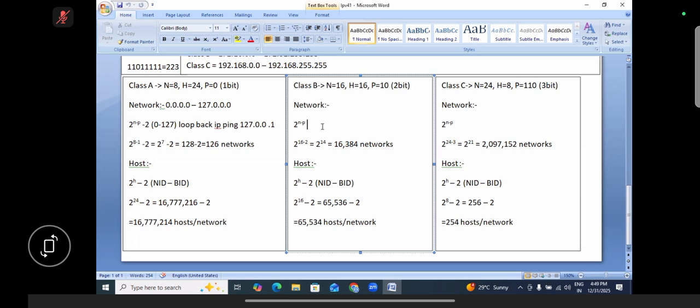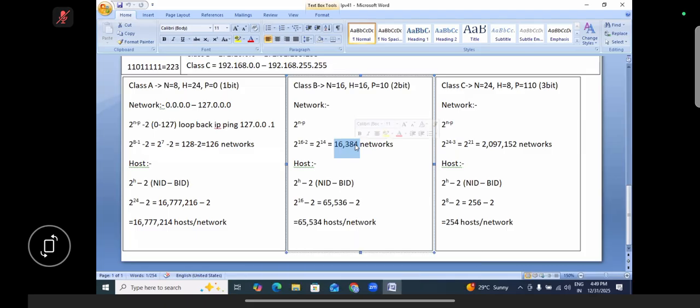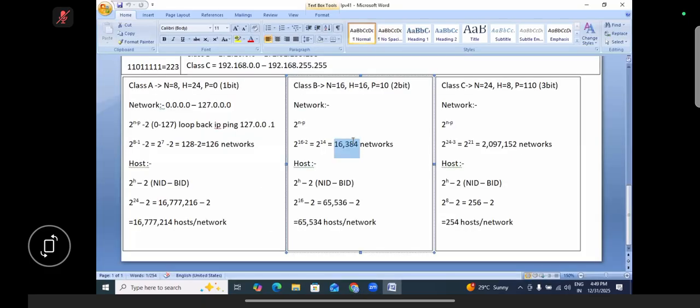Coming to class B. Okay, so 2 networks, 2 hosts, 16 and 16, right? So 2 to the power of n minus p, 16 minus 2, how much? 16,384 networks we can deploy with the help of class B. Okay, in each network, how many hosts are we going to connect? Host formula, same: 2 to the power of h minus 2.